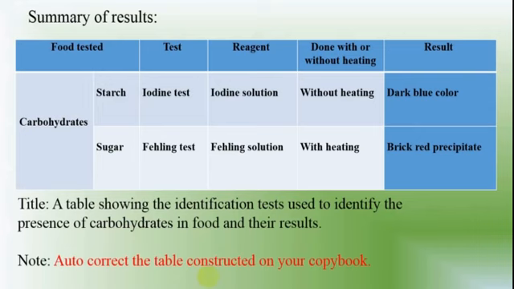Presented is the summing up table showing the identification tests done on carbohydrates, starch and sugar, and the positive result of each test. Please, you have to autocorrect your work. Then memorize the information in the table. Please, repeat the videos, understand the procedures, and practice on interpreting the experiments. Finally, you have to study the notes.